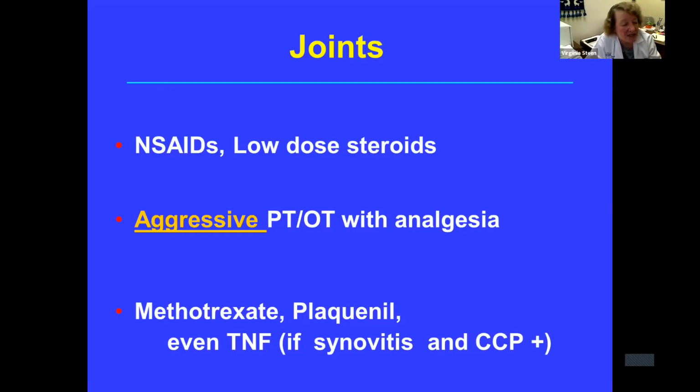We do use TNFs. Probably more frequently, we're using anti-IL-6, tocilizumab, because of its previous studies in scleroderma with some hint of improvement in skin and lung. So we occasionally do use these other drugs.